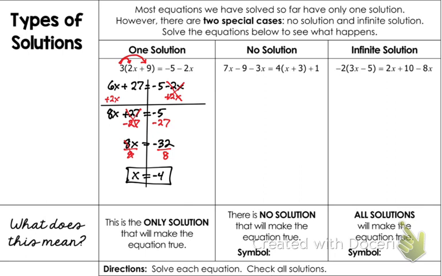We divide both sides by 8, and we have x equals a negative 4. Okay, that's one solution. What's our one solution? It is x equals a negative 4.